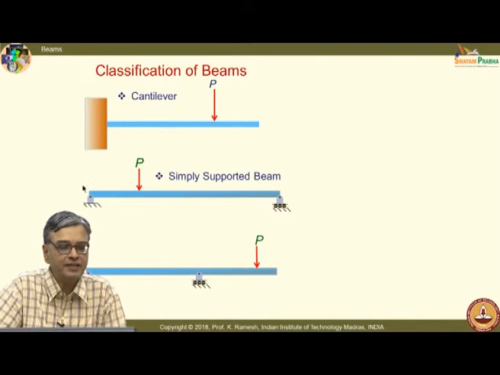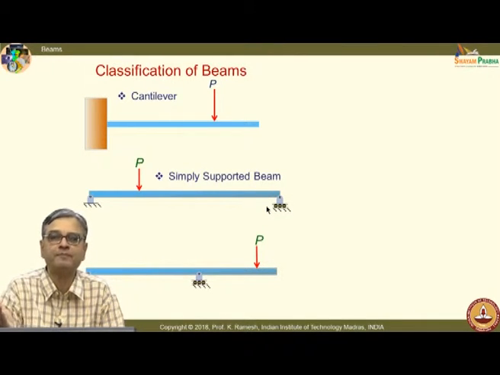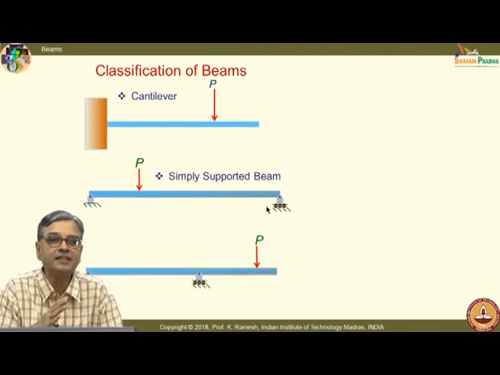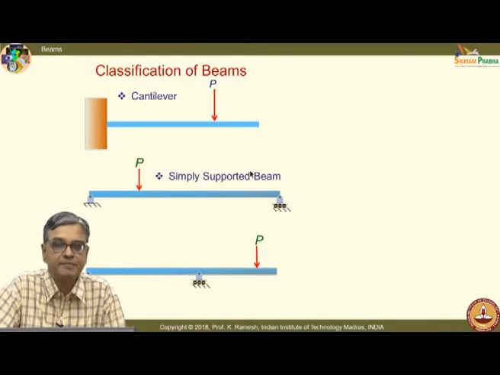There are many ways books represent these supports. So, I have tried to show different forms of them so that you can interpret the symbolism whenever you come across a problem from any book. Such a beam is very simple to analyze, and you also call that a simply supported beam.